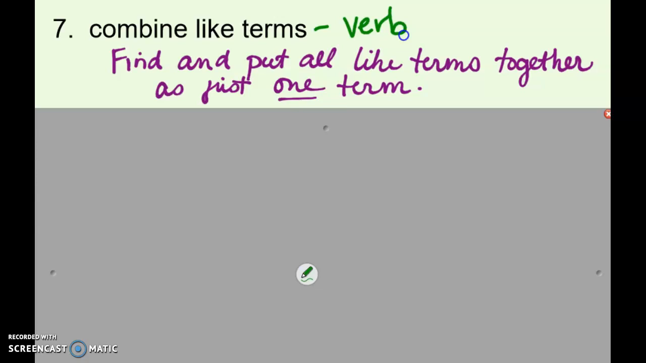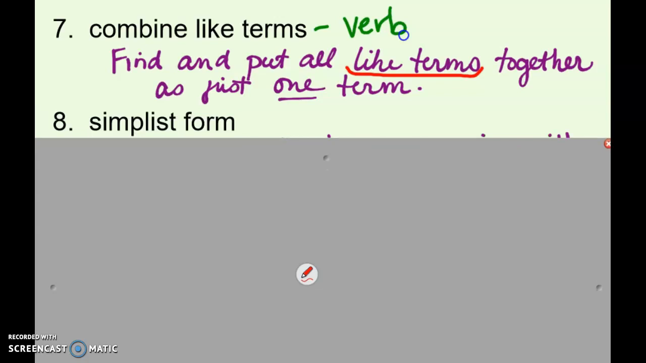So we'll do lots of examples of this. Kind of this whole chapter revolves around being able to combine like terms. So find the terms that are like terms. That's another vocab that we already talked about. Find the like terms and then put them together, okay? So we'll do plenty of these examples, but if you write that definition down.